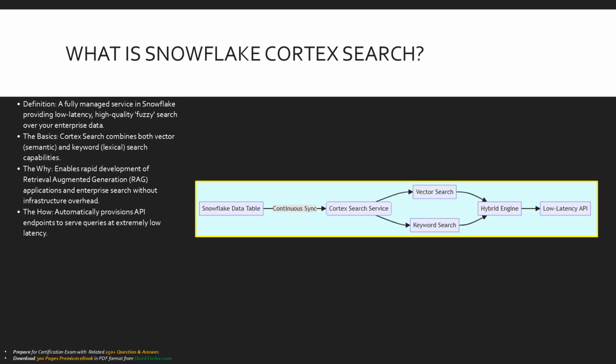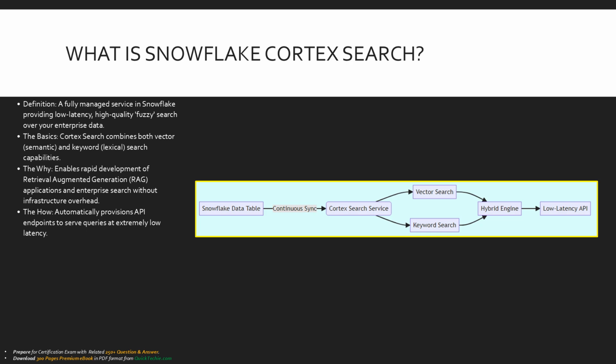In the modern data ecosystem, users demand instant, intelligent access to text data. Cortex Search is a fully managed service natively built into Snowflake that delivers low-latency, high-quality search over your unstructured and semi-structured text data. We refer to it as hybrid search because it doesn't just look for exact word matches, it understands the semantic meaning of your data by combining vector search with traditional keyword search.